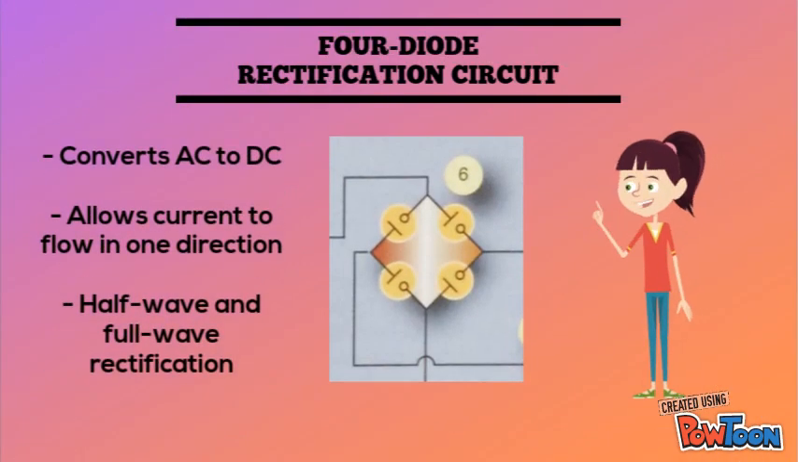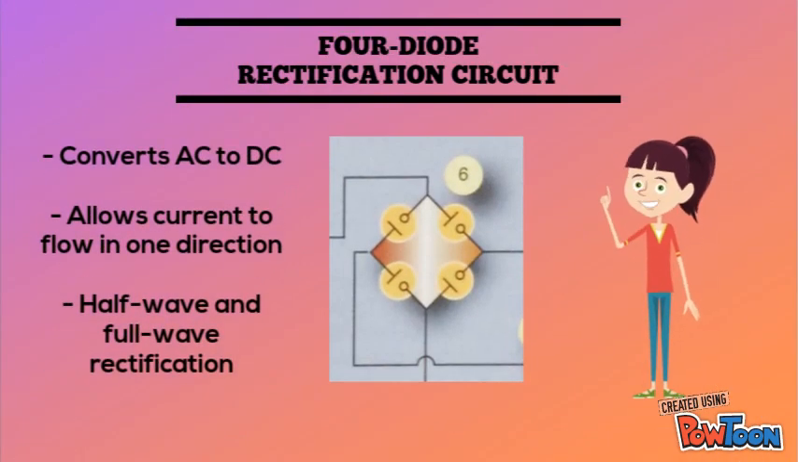The 4-diode rectification circuit converts the alternating current flowing through the circuit to direct current, allowing all the current to flow in one direction. There are two types of rectifiers: half-wave rectifiers, which pass half of the AC through one or more diodes, and full-wave rectifiers that use 4 diodes to function, changing the entire current to DC.